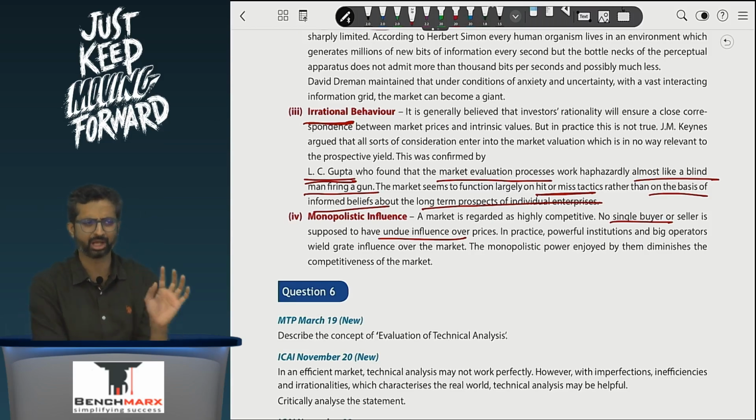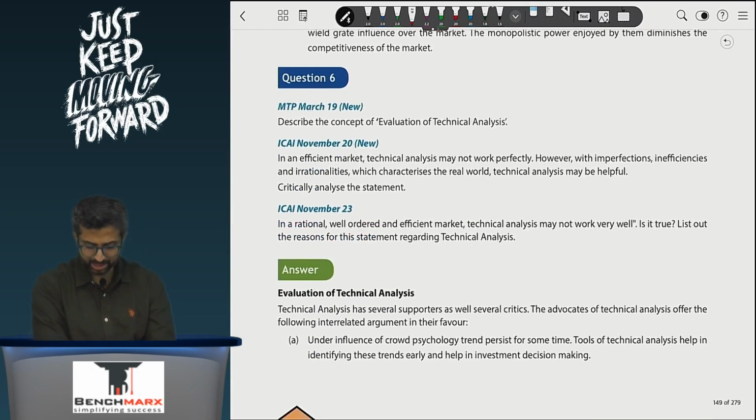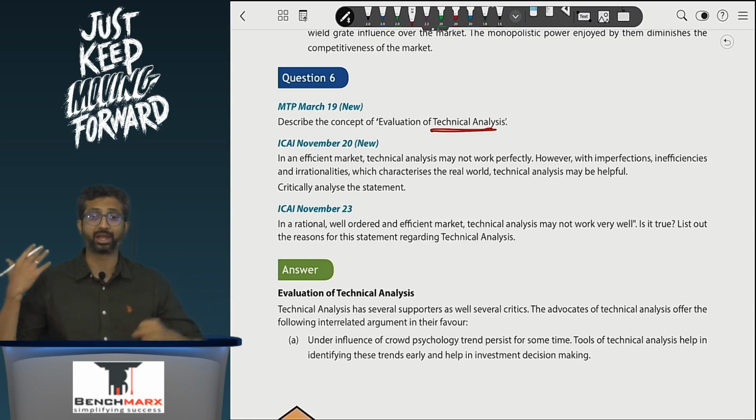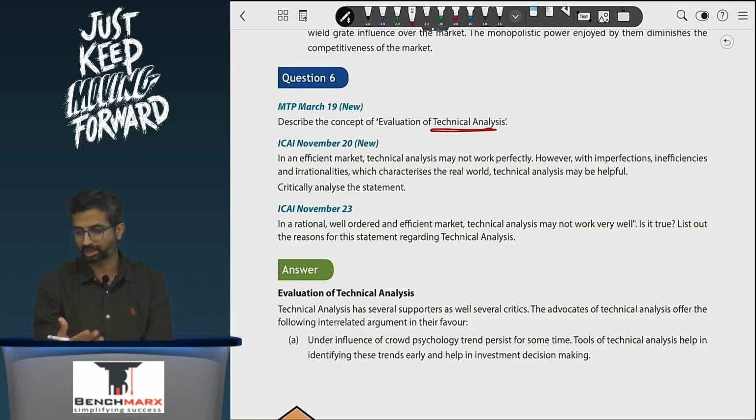4 things. Again, help me with this. First is information inadequacy. Second is what? Limited information processing abilities. Third is irrational behavior. And fourth is monopolistic influence. Okay, next you have technical analysis. As we said, in terms of technical analysis, this is based on the fact that prices will repeat a pattern.